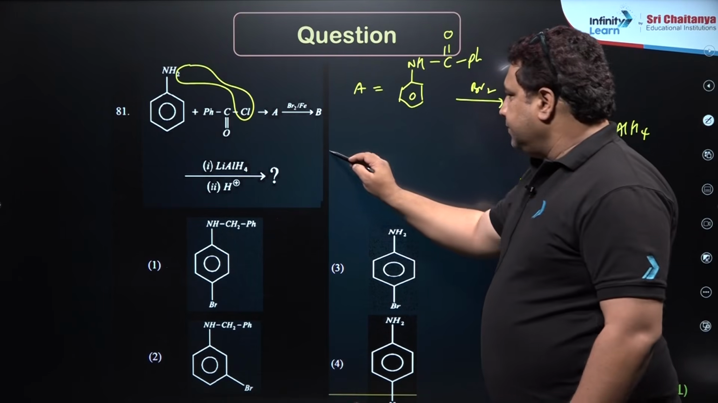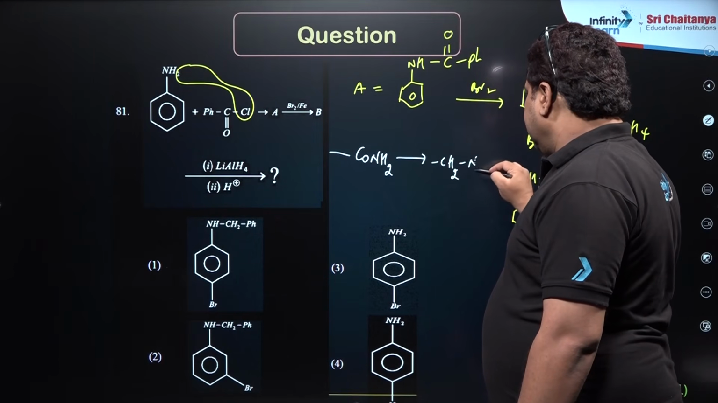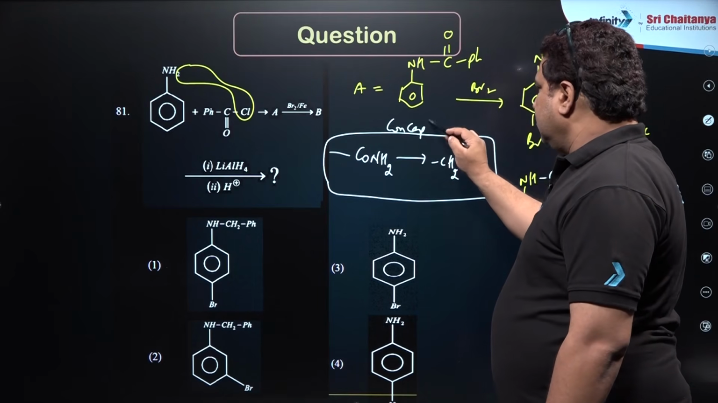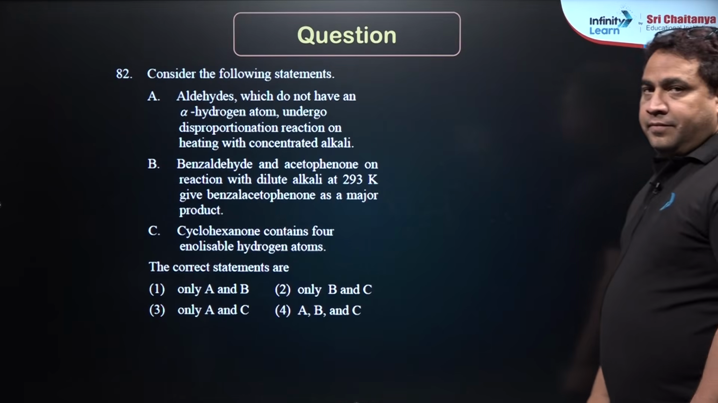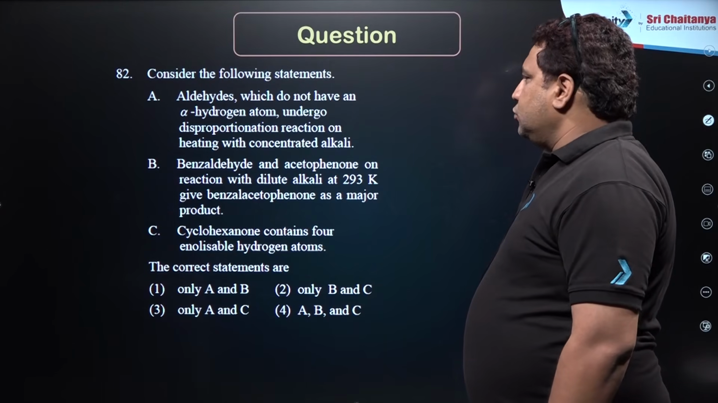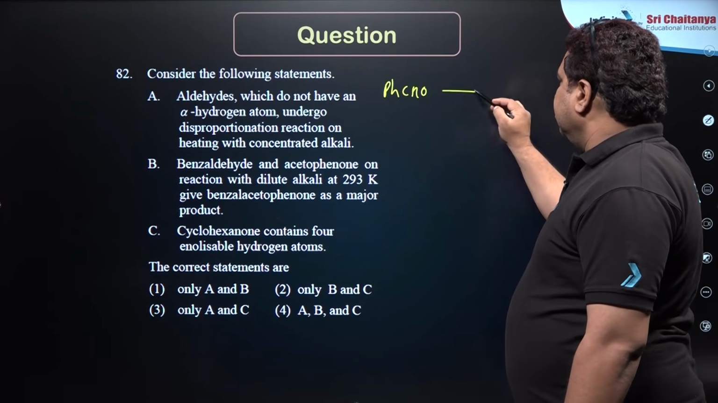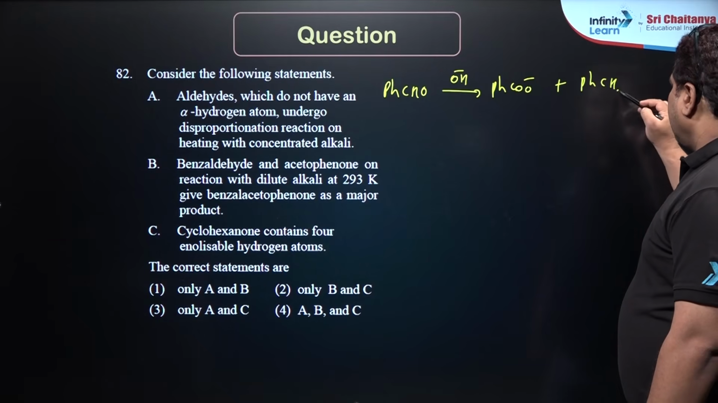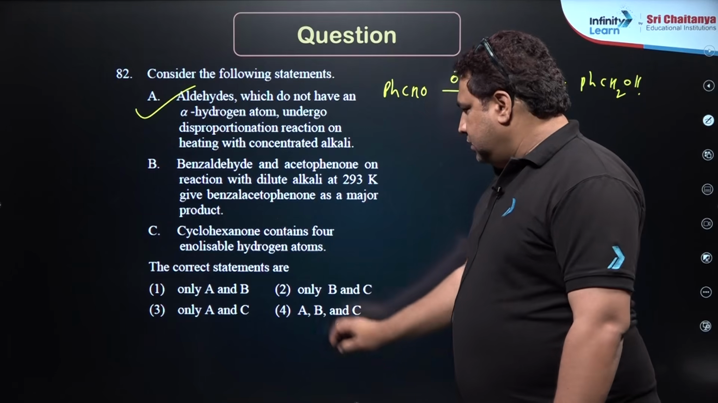Okay, amide with lithium aluminum hydride becomes amine. This is the concept, right? Next, aldehydes which do not have alpha hydrogen undergo a disproportionation reaction on heating with concentrated alkali. Nothing but he is talking about the Cannizzaro reaction. Correct. A is correct. He is asking, so 2 cannot be the answer.